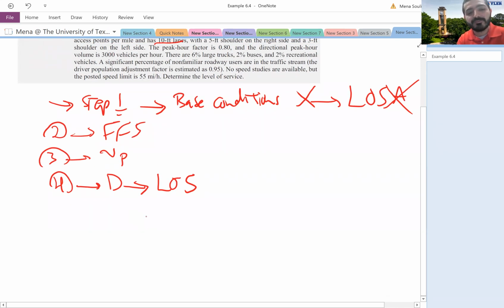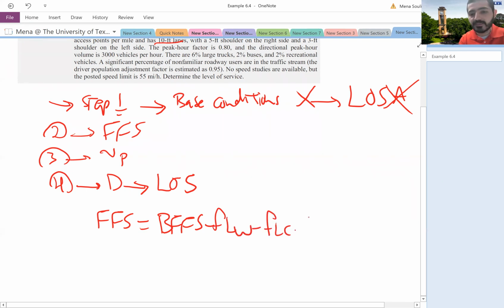So I hope we're agreeing on those steps at least. So let's get the free flow speed. The free flow speed, we just did it. We're going to just repeat it. The more practice, the better. So BFFS minus FLW minus FLC minus FM minus FA.